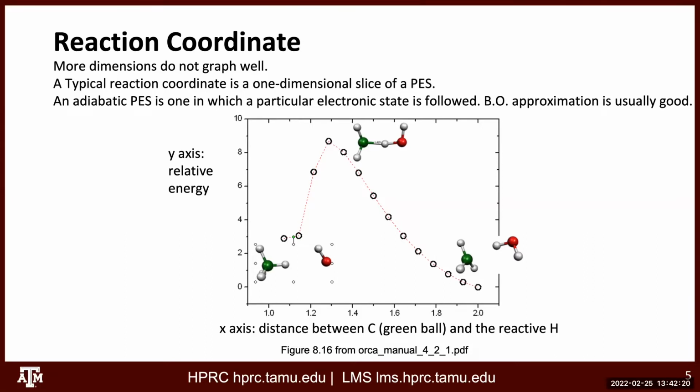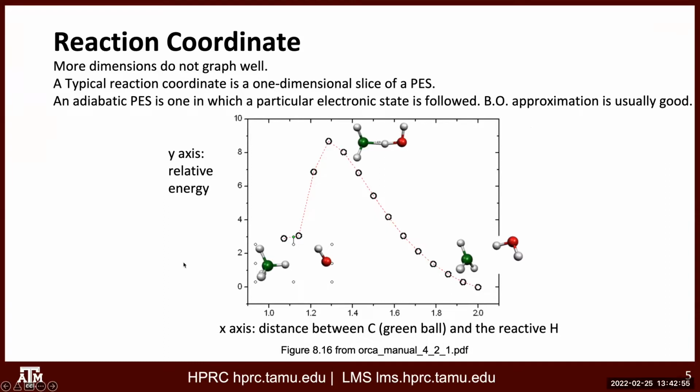That means there's no electron transfer between the states. So under an adiabatic potential energy surface, the Born-Oppenheimer approximation is usually good. But if you have multiple surfaces that are very close and may cross with each other, that's a diabatic case. It's much more complicated.